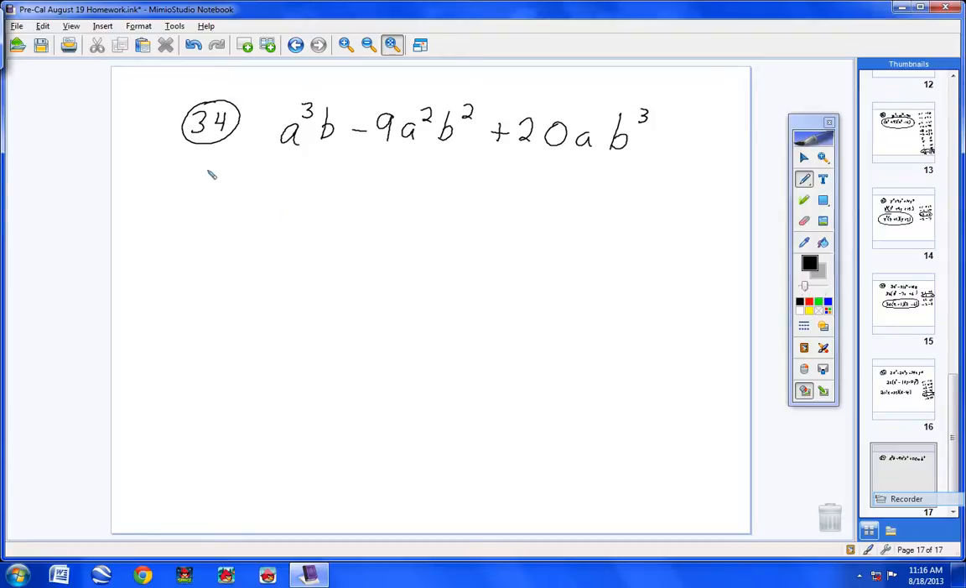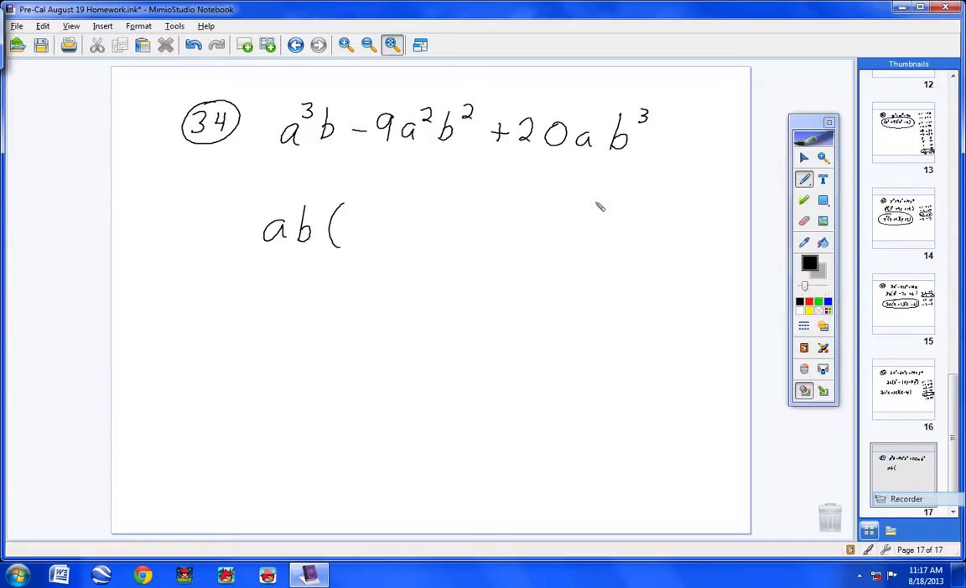Step 1, factor out what's common. I've got a 1, a 9, and a 20, so I cannot factor out any whole numbers. Every term has an a. 3, 2, and 1, so I can pull 1a out. Every term has a b, so I can pull, let's see, 1b, 2, 3, I can pull 1b out. And now let's see what we're left with.